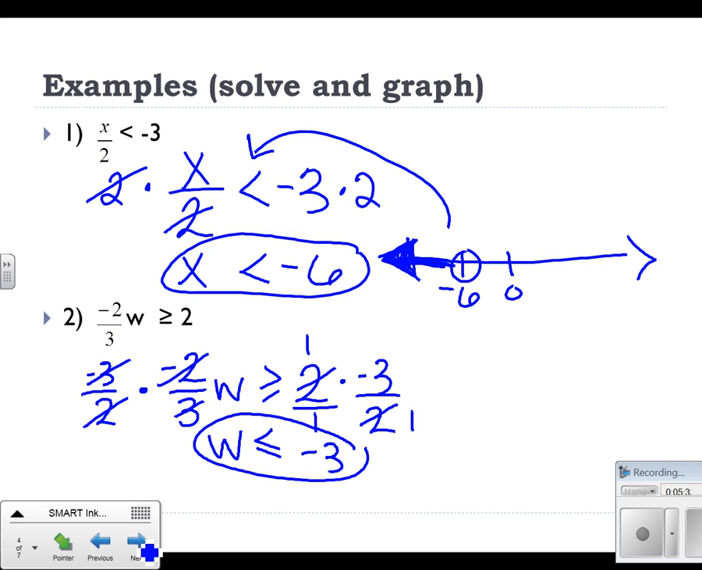And then with the graph, here's 0. Let's say negative 3 is here. It would be closed because we know it can be less than or equal to negative 3. W is anything less than or equal to. So we're going to shade this direction. So you can pick any number that is shaded in and plug it into W, and you will see that it works.